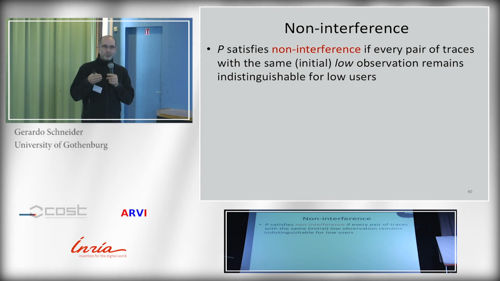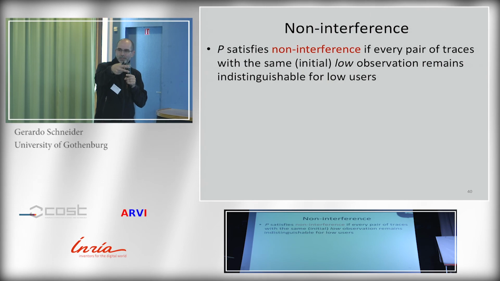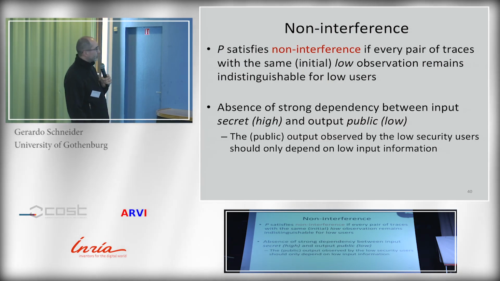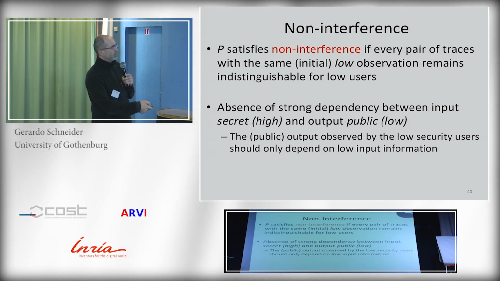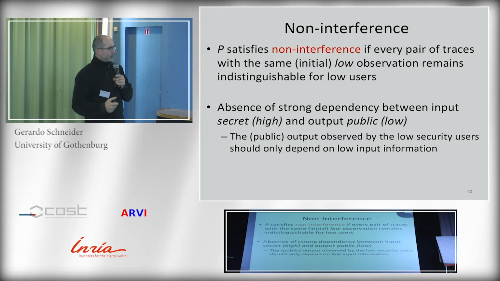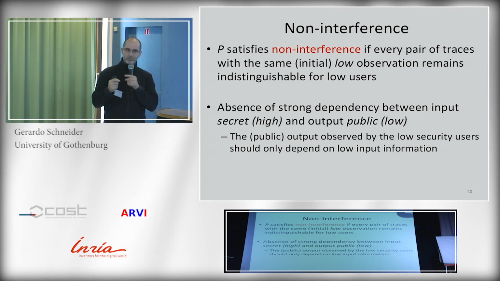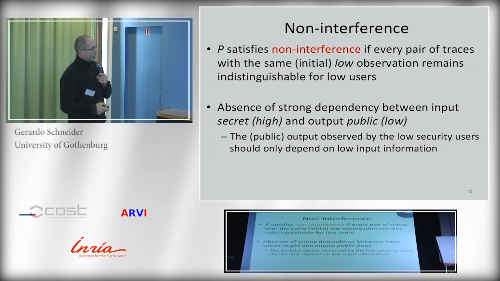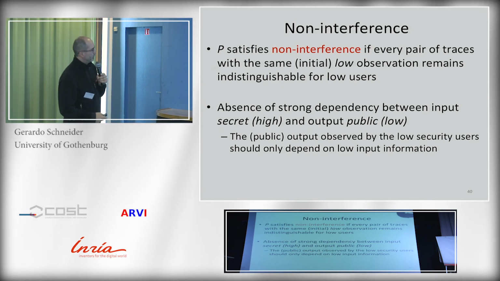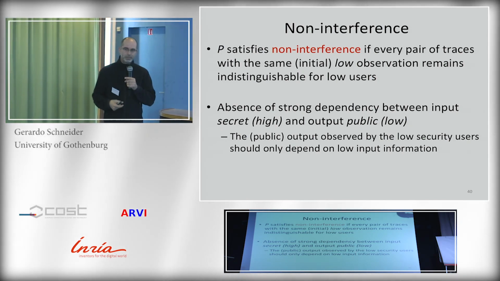That means that you should not be able to detect the high input influencing the low output. There are different ways to put it. Two other ways to put it: this definition I gave at the very beginning is the absence of a strong dependency between input that is considered high and output that is considered low. Or even another way to talk about this property is that the public output, the one that everybody can observe, by low security users should only depend on low input.